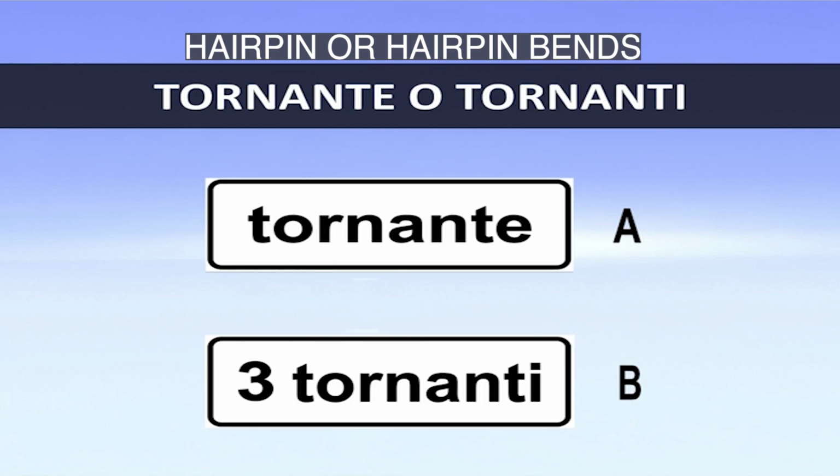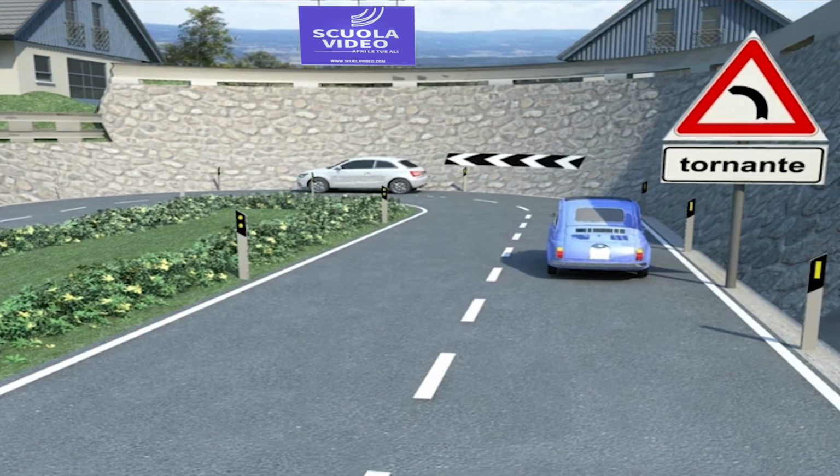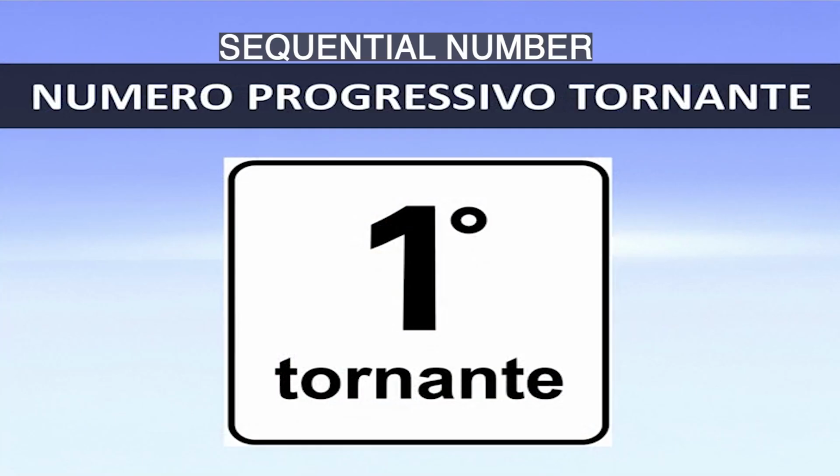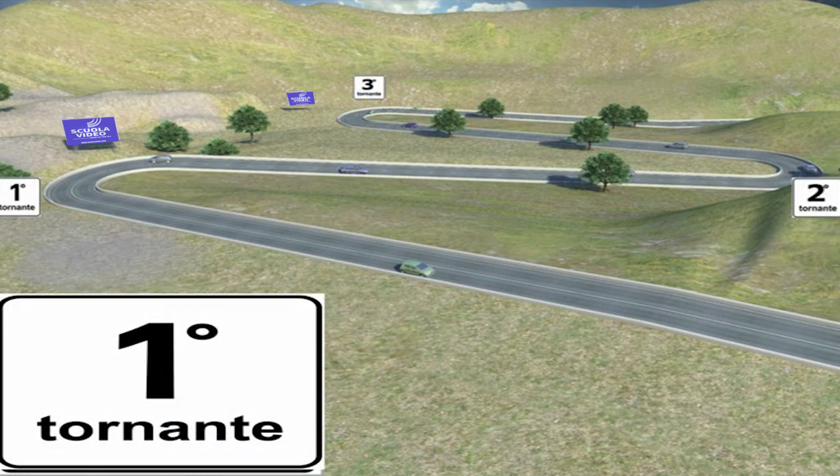Tornante o tornanti. Hairpin or hairpin bends. The supplementary panel of type A or B can indicate the proximity of one or more particularly dangerous curves. Hairpin bends can be found under the curve or double curve sign and can be followed by the progressive number of hairpin bends. Numero progressivo tornante. Sequential number. Hairpin. This panel, in a series of curves with reduced radius, indicates the progressive number, indicating the first of a series of hairpin bends.